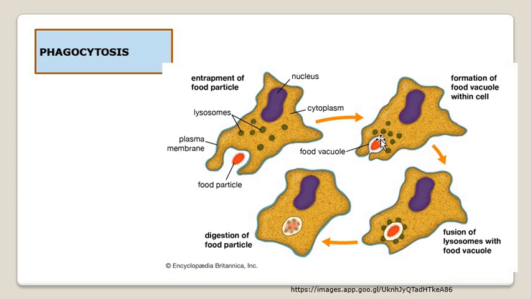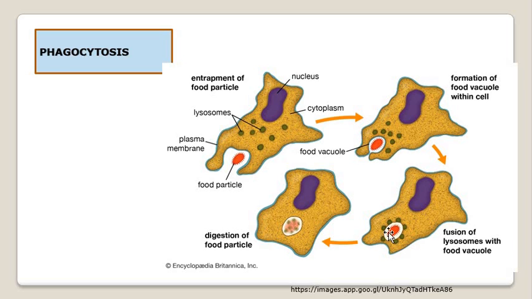Here, the food vesicle is formed by the outward movement or formation of pseudopodia. Pseudopodia are false legs, we can say. So here the plasma membrane grows around the food particle, engulfs it, forms a vesicle, and that vesicle gets detached from the plasma membrane. This is now called a phagosome. The vesicle formed after ingestion of a solid particle is called a phagosome.